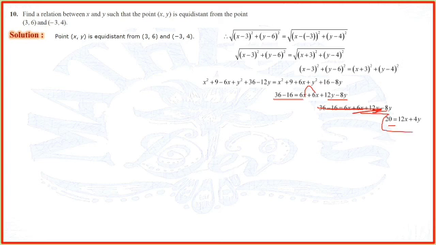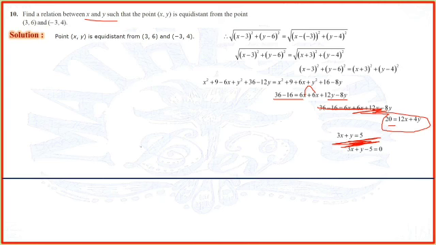So we can take 4 common from this, so that is 3x plus y is equal to 5, which is the required relationship in x and y which we were looking for. So 3x plus y minus 5, or we can write this way also, is equal to 0. So that's all about this exercise.